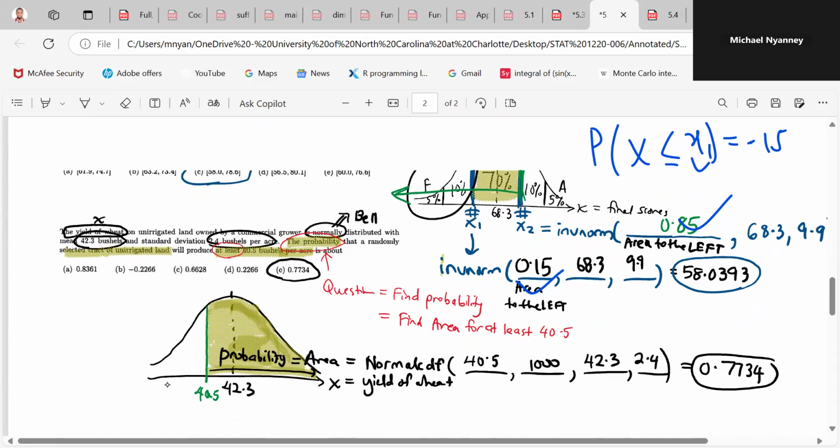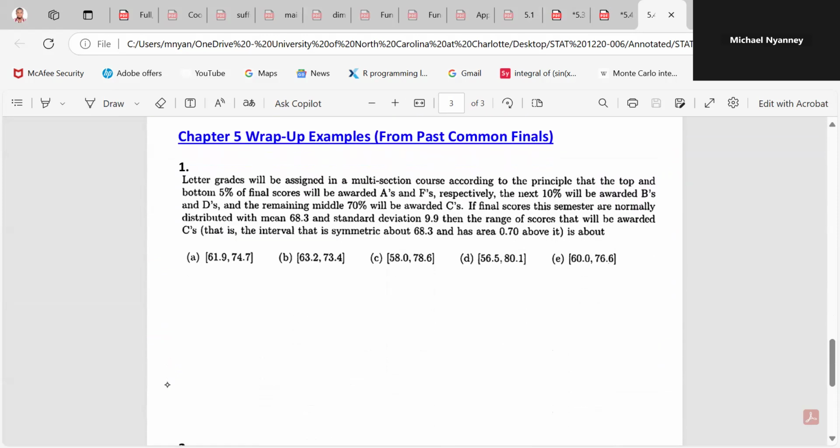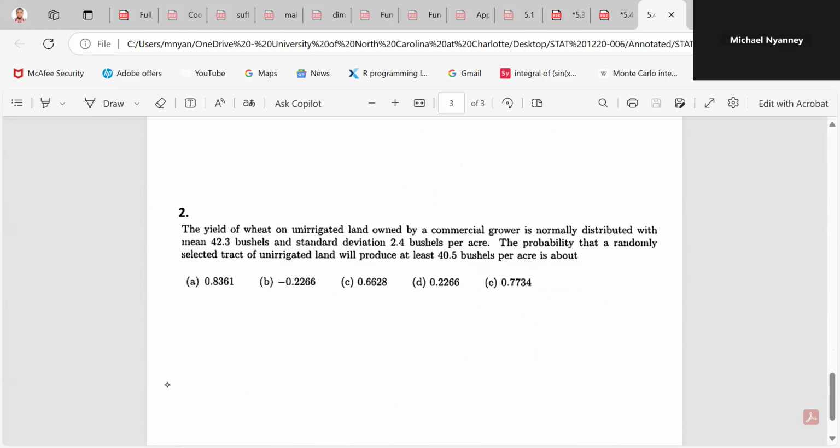Okay. Now let's check the last question too. In case you don't understand anything, please just let me know. The yield of wheat on unirrigated land owned by a commercial grower is normally distributed with a mean of 42.3 bushels and a standard deviation of 2.4 bushels per acre. The probability that a randomly selected tract of unirrigated land will produce at least 40.5 bushels per acre is about.